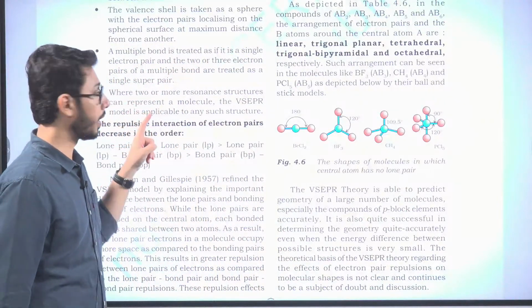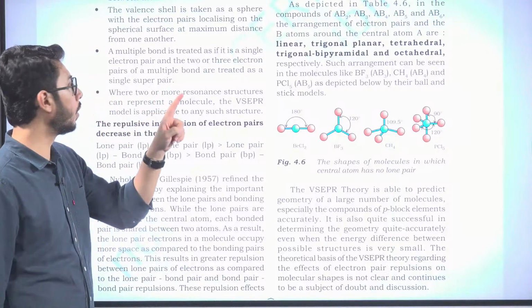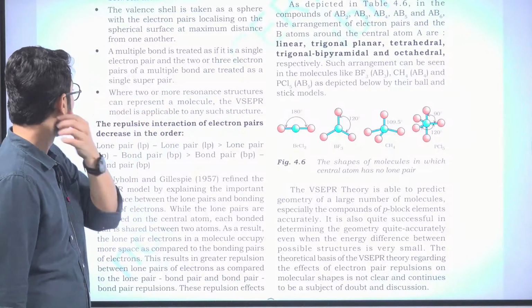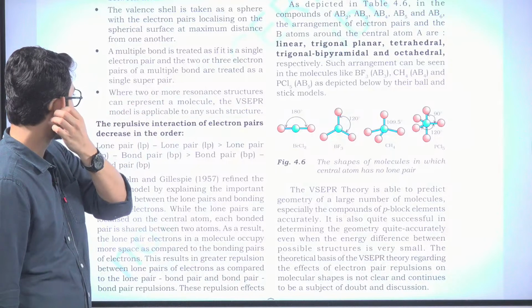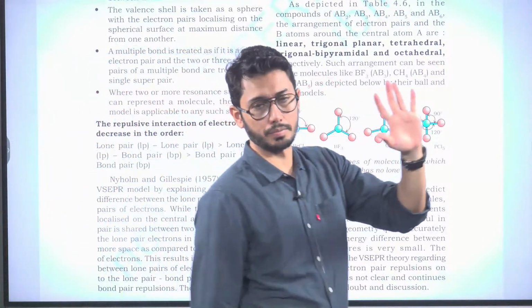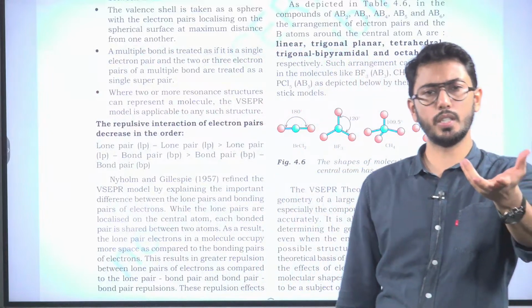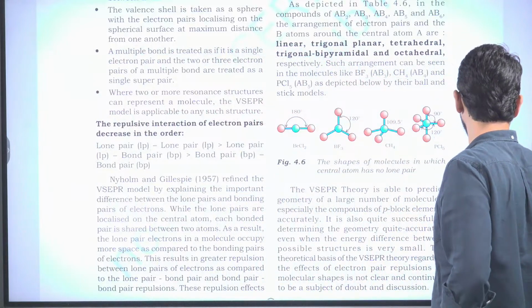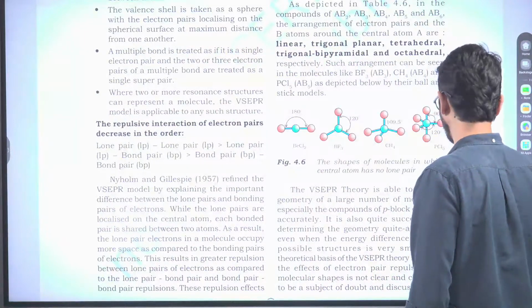Take the next part, next line. When two or more resonance structures can represent a molecule, the VSEPR model is applicable to any structure. When you can write resonance structures, like which one? Like this one.